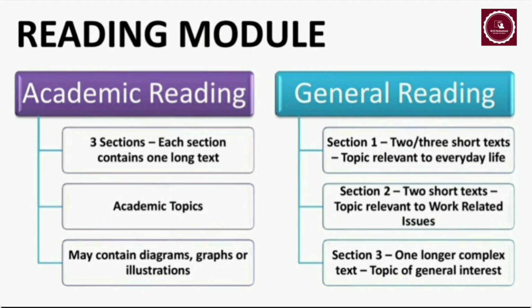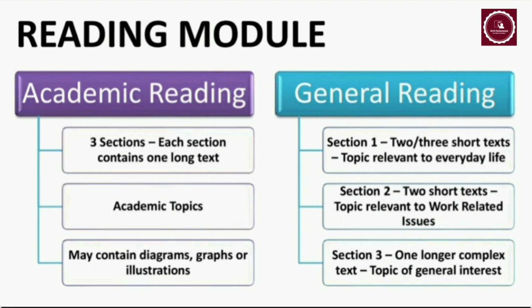On the other hand, general training reading also consists of 3 sections with 40 questions. Section 1 contains 2 or 3 short factual texts, one of which may be composite, consisting of 6 to 8 short texts related by topic, for example, hotel advertisements. Topics are relevant to everyday life in an English-speaking country. Section 2.